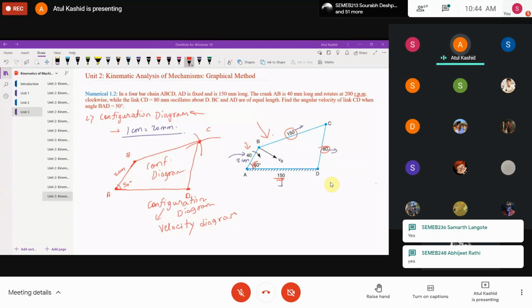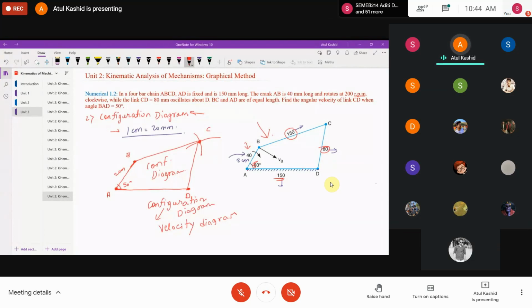It's very simple. You have to just draw it to the scale. And scale, remember, you can take as per your convenience, right? It is not a hard and fast rule that you have to take this scale only, 1 centimeter equals 20 mm. You can also take 1 centimeter equals to 10 mm. So in this case, what will happen? This 40 mm will become 4 centimeter, right? So as per your convenience, you can take the scale. There is no compulsion in taking the same scale.